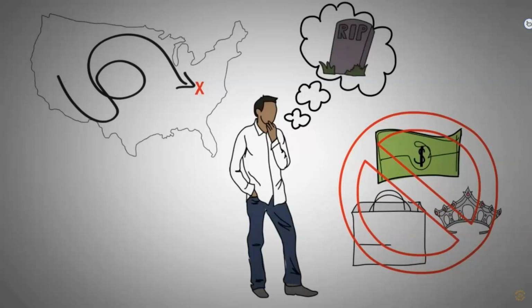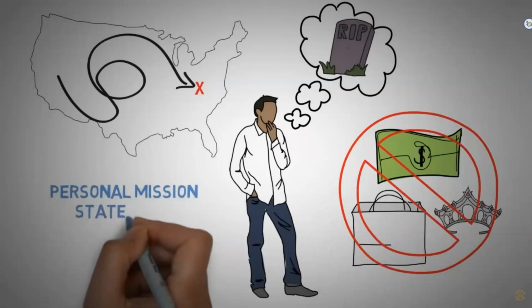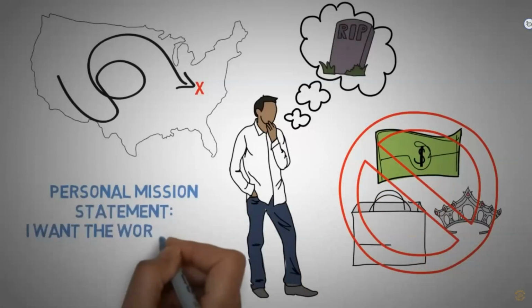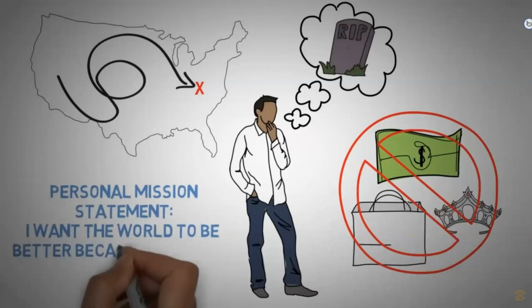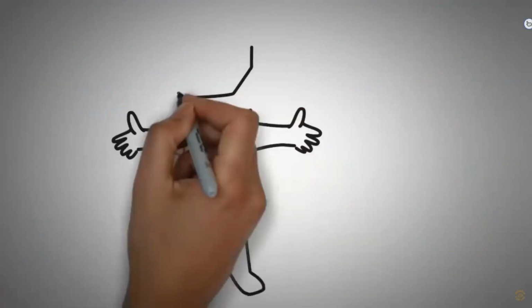So take the time to think about your purpose, think about your values, and write them down. Your personal mission statement can be as simple as Will Smith's, which is, I want the world to be better because I was here. Very simple, and what you do is you keep this mission statement at the forefront of your mind, and whenever you make a decision, you see if it's in alignment with that mission statement. This will keep you on track.